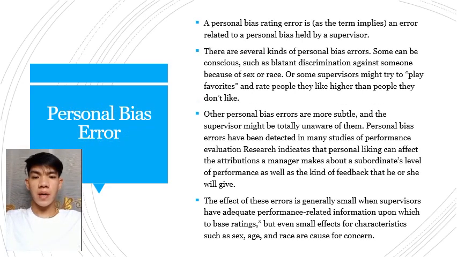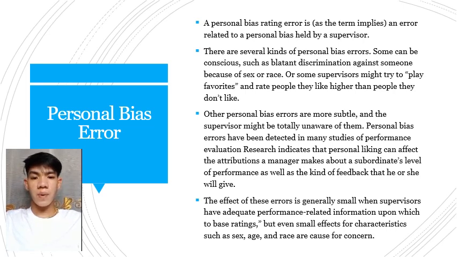Next, we have the personal bias error. A personal bias rating error is an error related to a personal bias held by a supervisor. There are several kinds of personal bias errors. Some can be conscious, such as blatant discrimination against someone because of sex or race, or some supervisors might try to play favorites and rate people they like higher than people they don't like. Other personal bias errors are more subtle, and the supervisor might be totally unaware of them.